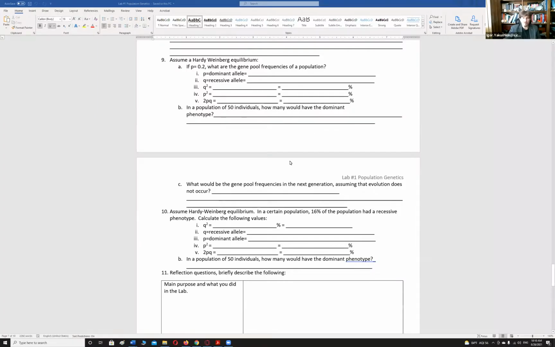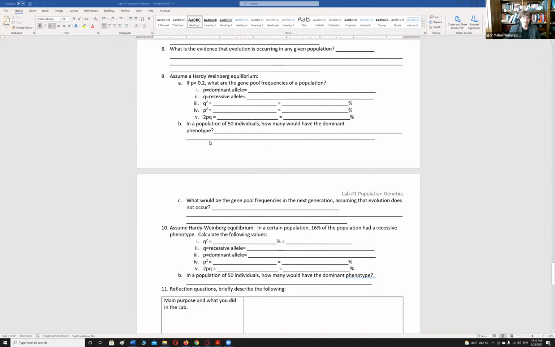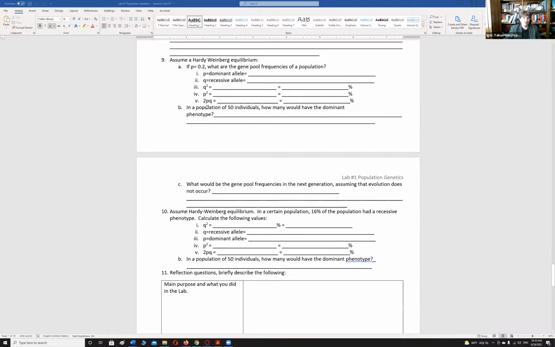Lab number 2. But before we go into lab number 2, let's look at problems 9 and 10. If P is 0.2, what are the allele frequencies for the population? P is a dominant allele. The frequency of the allele will be 0.2.